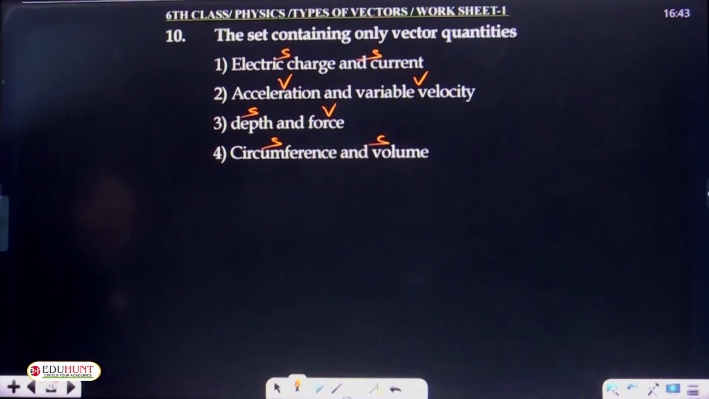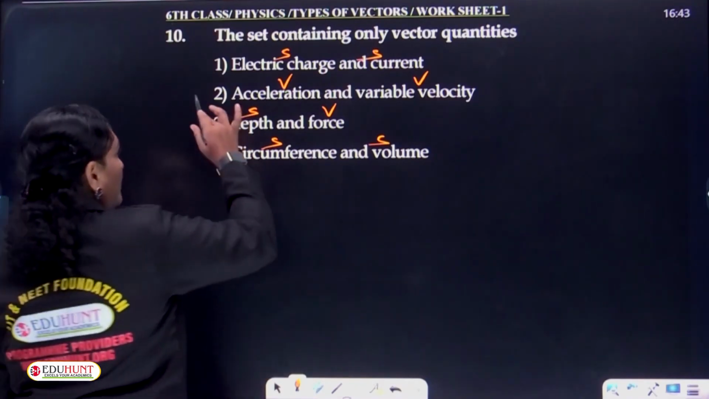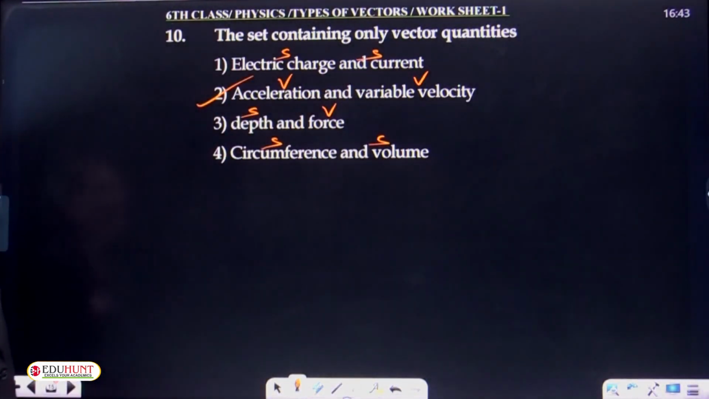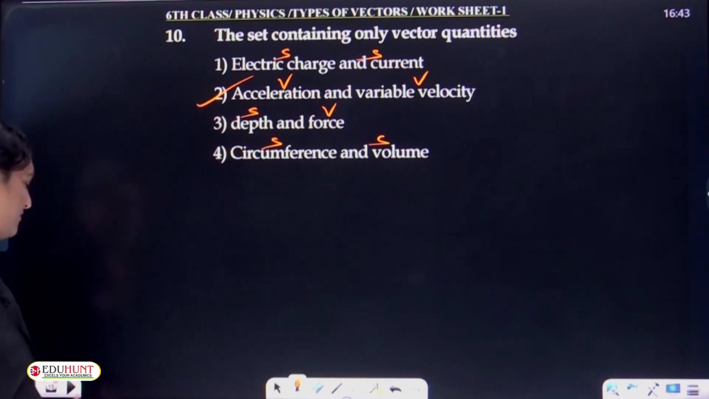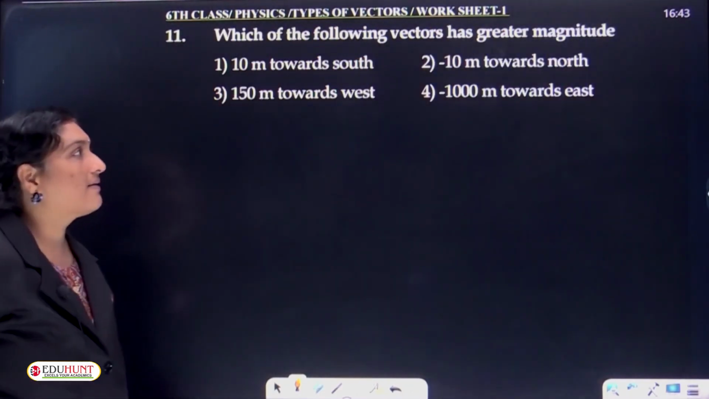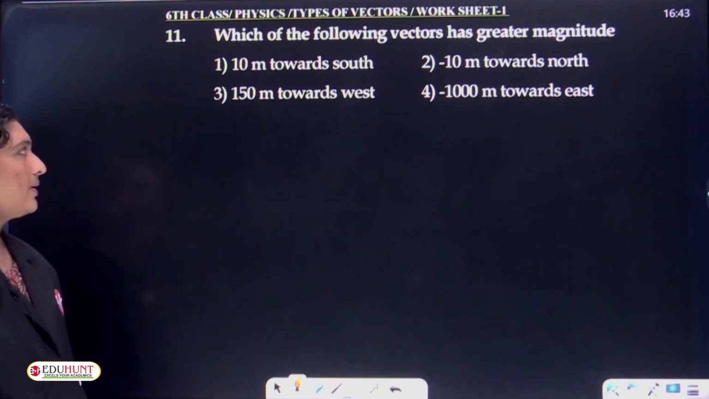So which among them is the set containing only vector quantities? The correct option is option 2. Acceleration and variable velocities are both vectors, but all the others are different. Moving to the 11th question, which of the following vectors has greater magnitude?